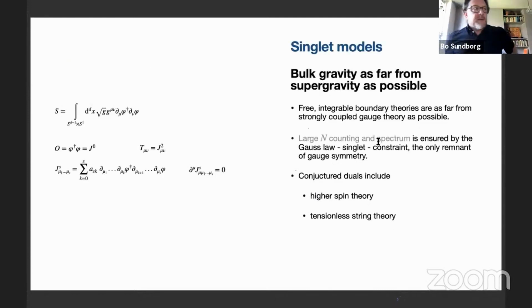Now, mesons are obtained if you take a quark and an antiquark, and similarly we get invariant singlets in this model if we take a fundamental scalar and an anti-fundamental scalar. So we call these kind of models singlet models, and they include boundary descriptions of higher spin theory, and of tensionless string theory.